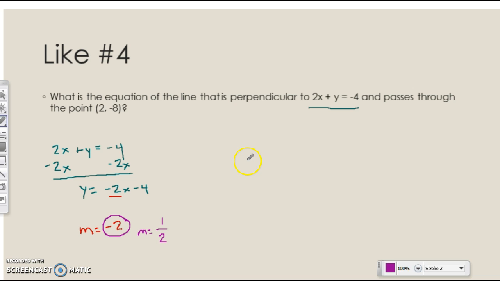Okay? So let's write what we know so far. We know in the second line that the slope is 1/2. What we don't know is the y-intercept, or where it crosses the y-axis. So I'm going to have to plug in the coordinates of that point, (2, -8), to see if I can figure that out. So I'm going to plug in -8 for y. I'm going to plug in 2 for x. And I'm not going to plug anything in for b because that's what I'm looking for.